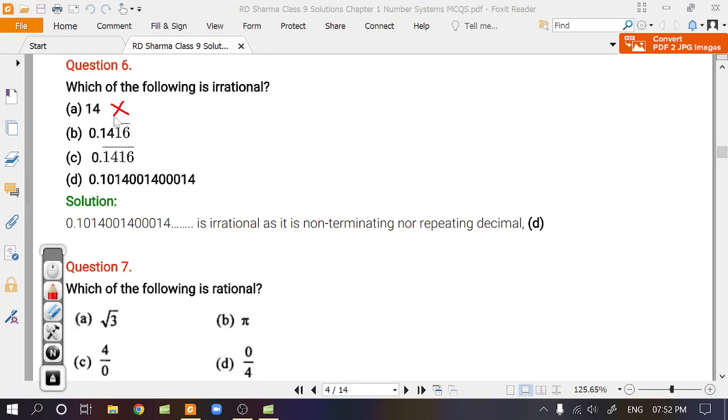No, 14 is irrational, na Akshita. Next, 0.1416 bar, 16 bar actually, that means it's non-terminating but repeating. That is rational. So this is rational, this is rational. Next, 0.1416 bar. This is non-terminating but repeating. This is also rational. So option A is wrong, option B is wrong, option C is wrong. Surely option D should be the answer, because 1014, 0014, 00014, so it is non-terminating, non-repeating. Therefore, this is going to be irrational. Is this clear, Akshita?